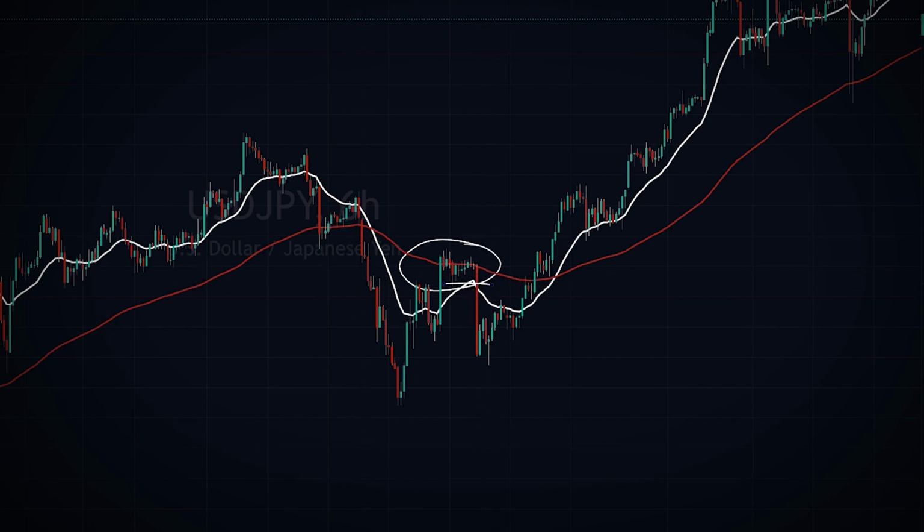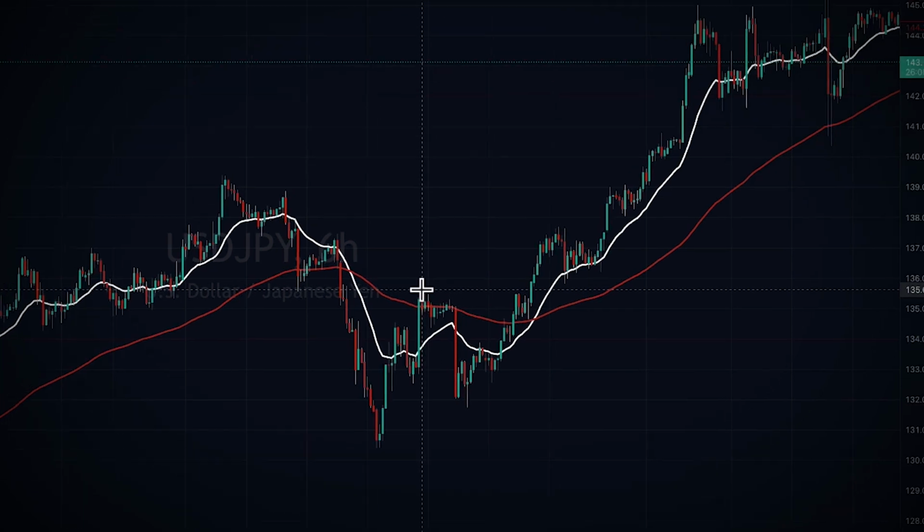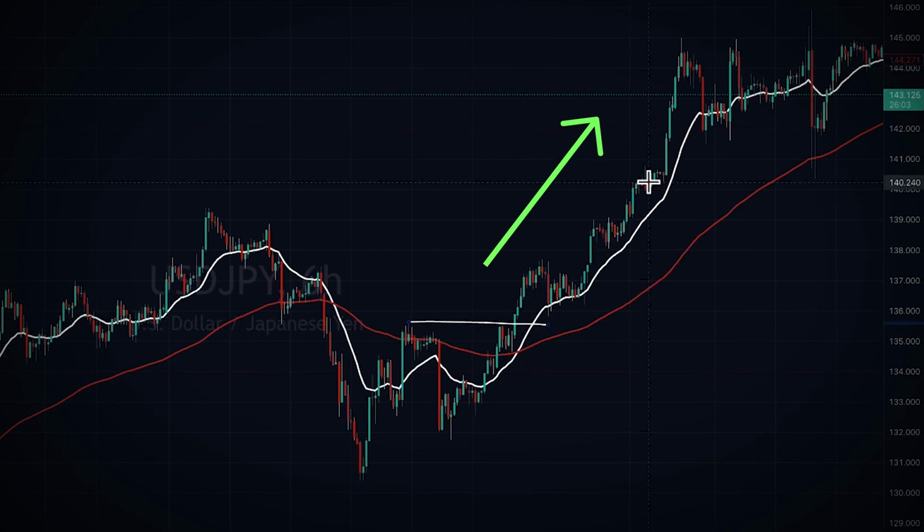So from that perspective, I wouldn't take that opportunity. And sure enough, what happens? The market then turns around and starts moving on its merry way to the upside. So that would have stopped you out.